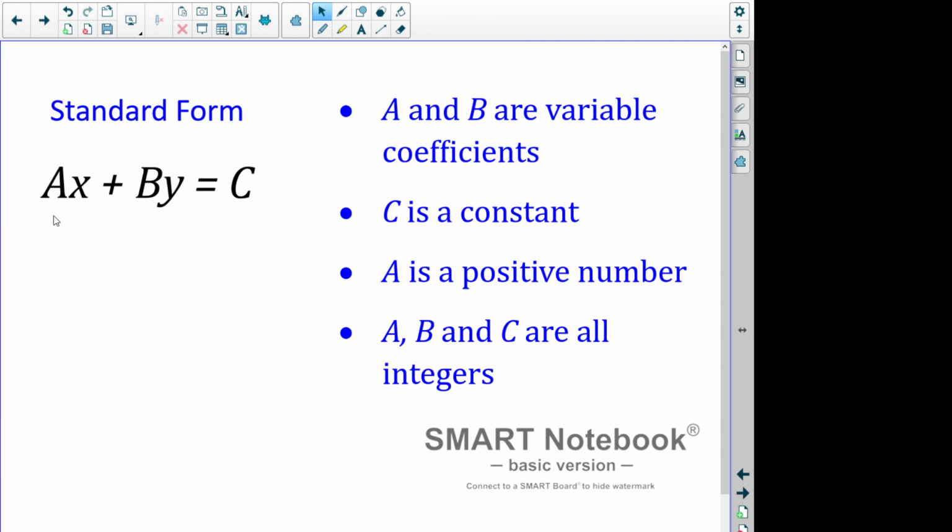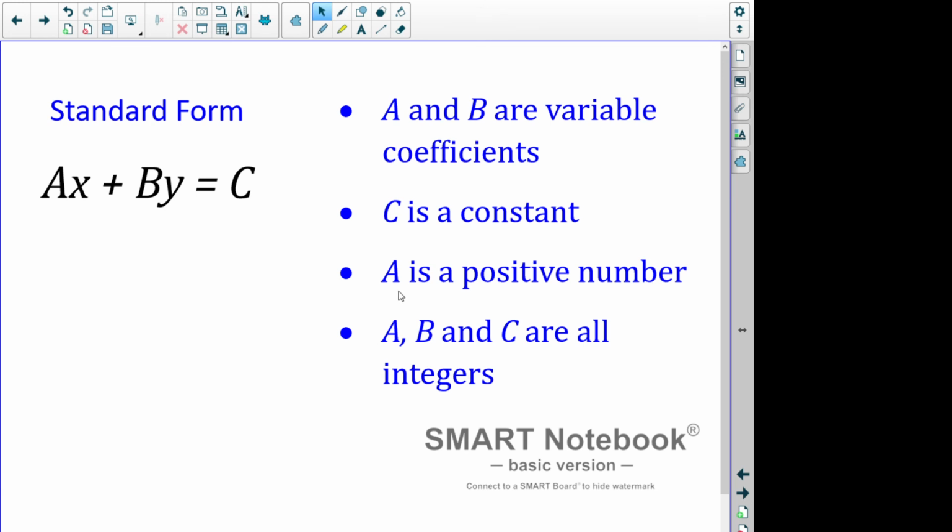And in standard form, that very first variable has to be positive, and all three of these numbers have to be integers. So if it has a decimal or a fraction, it doesn't mean that it's not linear. It just means that it's not in standard form. So we're looking for all these things, and it's very picky. If any one of these things is off, we'd say that's non-standard form.